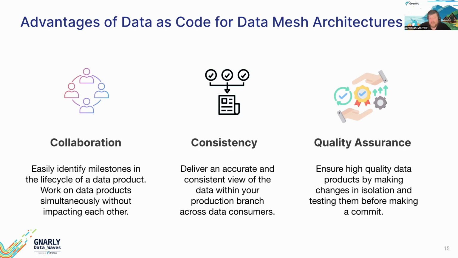The first is collaboration. Tagging makes it really easy to identify different milestones in the life cycle of a data product. Commit history makes it easy to see who made what changes. And with branching, we have an easy way for multiple people to work on the same data product without impacting each other, as again, commits are made atomically and separate from each other's changes.